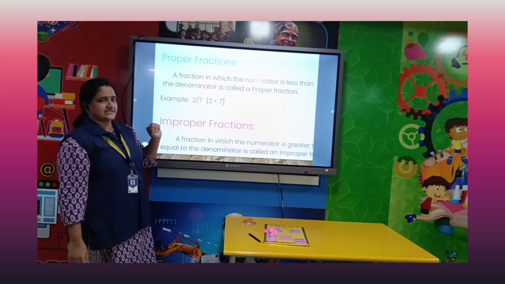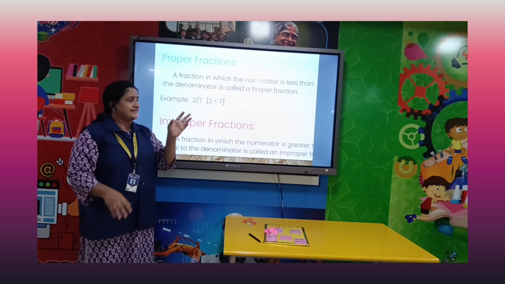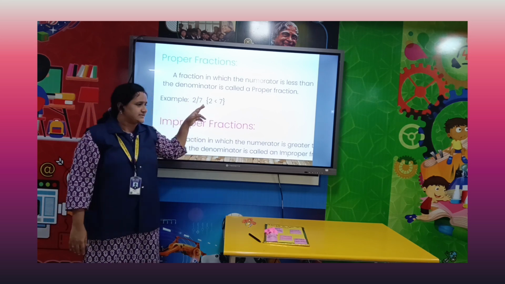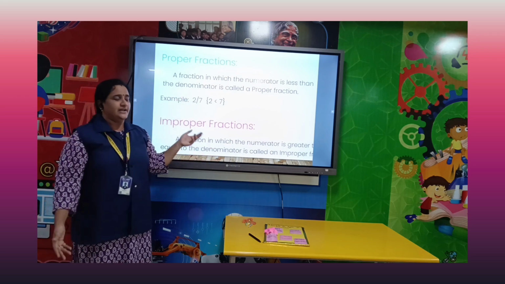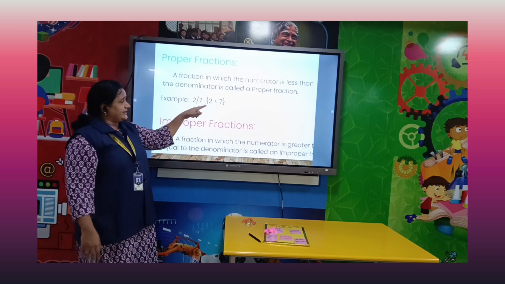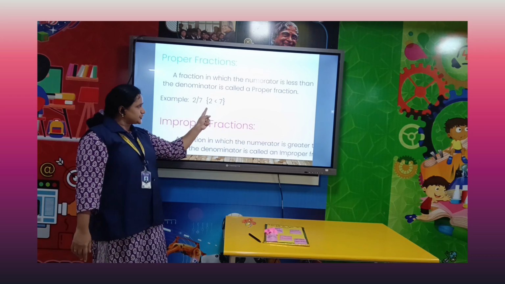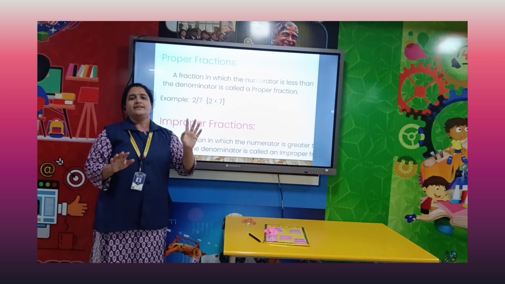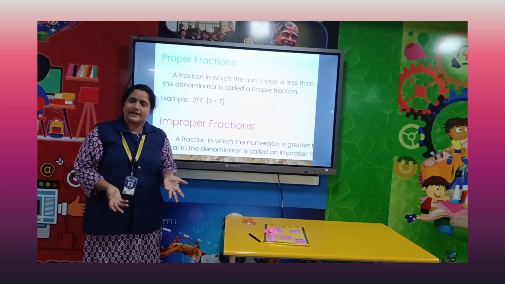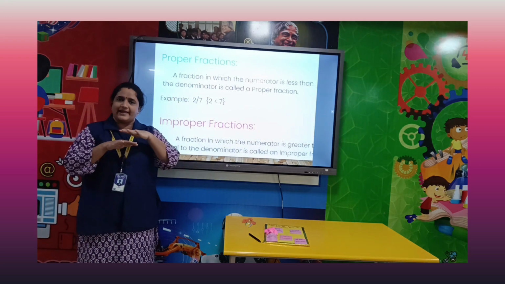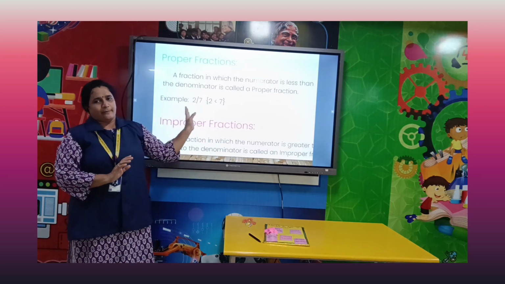Here I gave one example, that is 2 by 7. Here 2 is a lesser number than 7. Is it so? Yes. 2 is a lesser number than 7, and 7 is a greater number. So here the denominator is a greater number and the numerator is a lesser number. This denotes 2 is less than 7. That is called a proper fraction. Numerator should be less than the denominator.